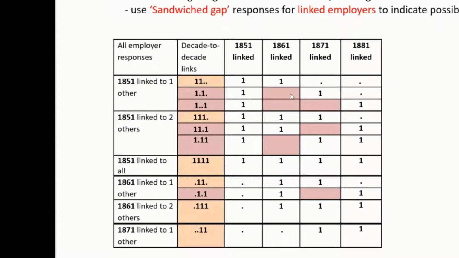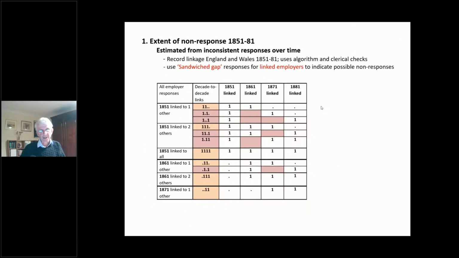So the question is, were they an employer in 1861? And if they were, are they therefore a non-respondent? And does this gap in response allow us to estimate the non-responses? So there's a focused little bit of research here on what I've called sandwiched gaps between linked employers where they do give a response in other years. And you can see how this can be done for the various years. Aggregate them all together and you get a number of records.